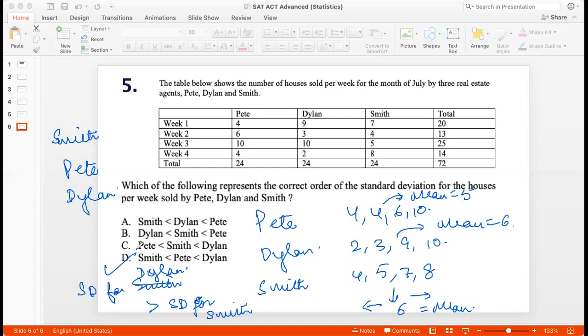So those were 5 advanced problems on statistics. If you found these tough or if you were unable to solve these, make sure you revise your basics and then approach them. Hope the video was useful.